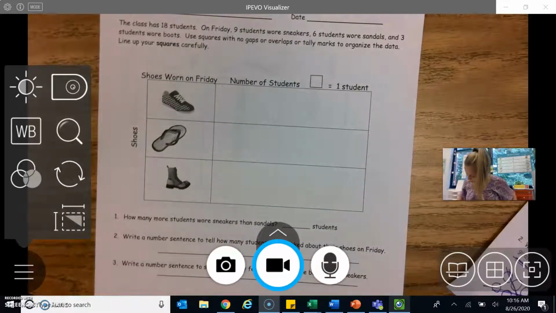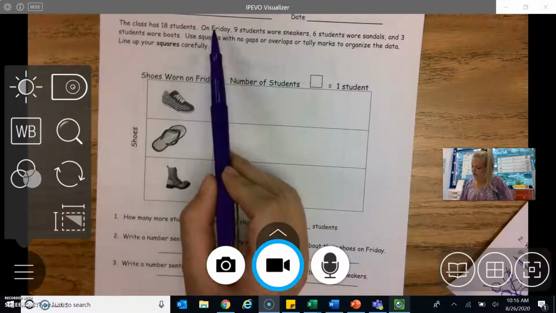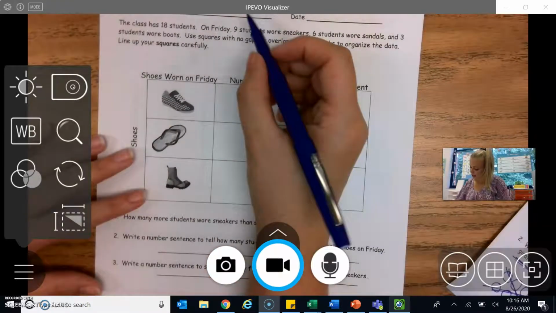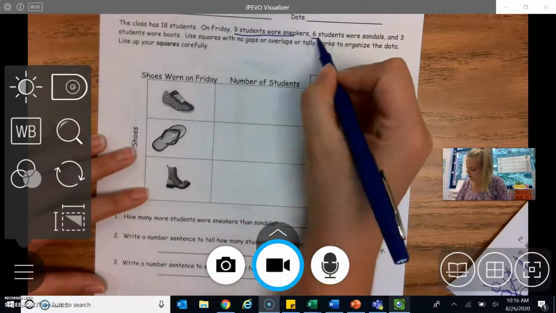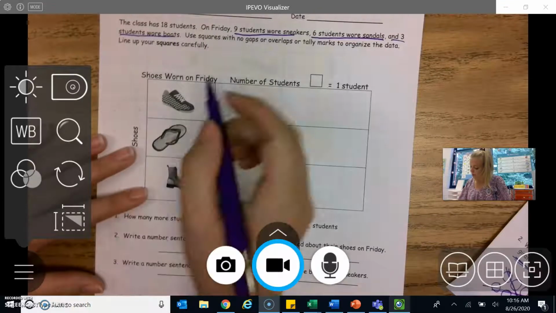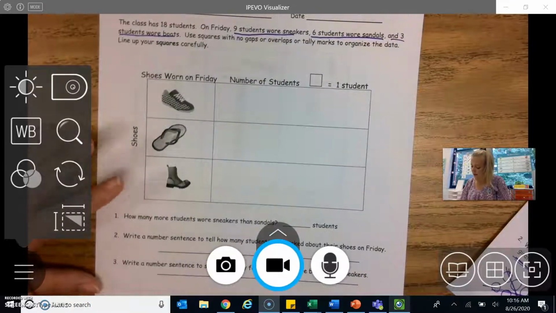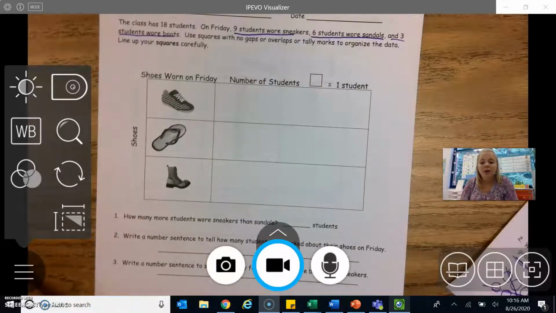Ooh, okay. This one says the class has 18 students. On Friday, 9 students wore sneakers, 6 students wore sandals, and 3 students wore boots. Use squares or tally marks to organize the data. Line up your squares carefully. Do you want to use squares or tally marks? Let's use squares since we already used tally marks.